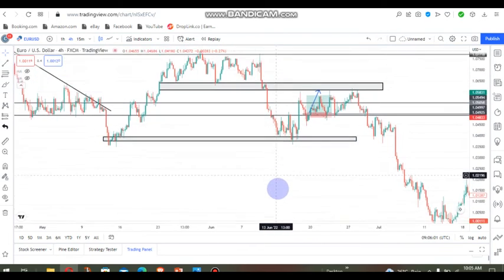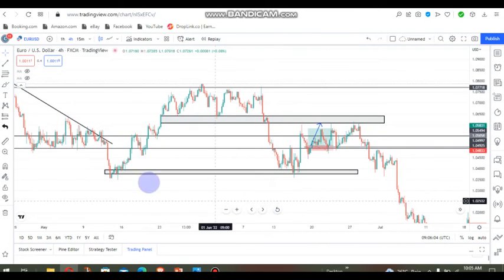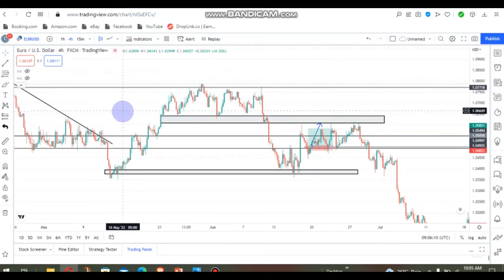So we are back in the Euro USD chart. These columns here are the tools we use to analyze. Let me just remove all these trend lines and horizontal lines so that I can guide you through how you can use the tools.